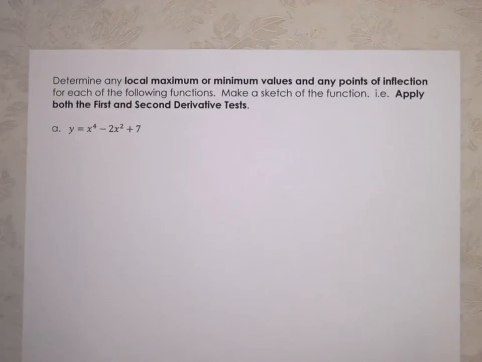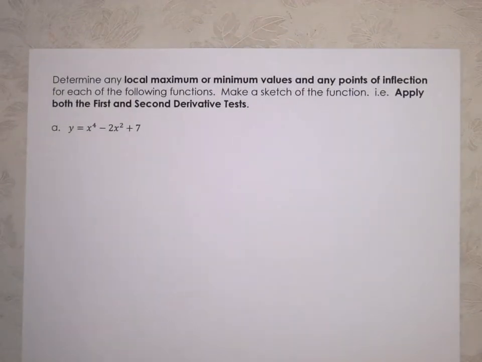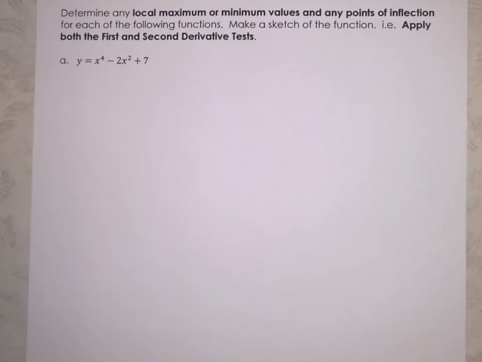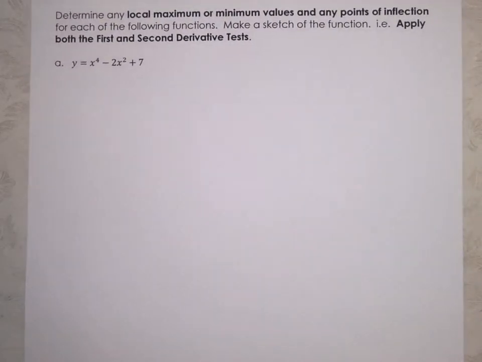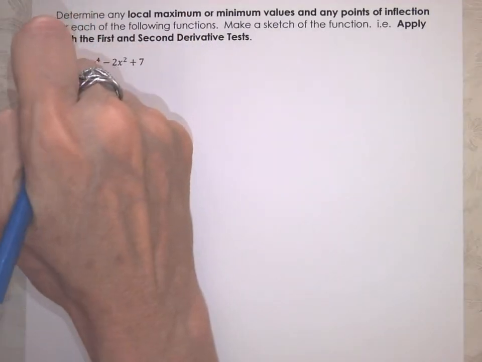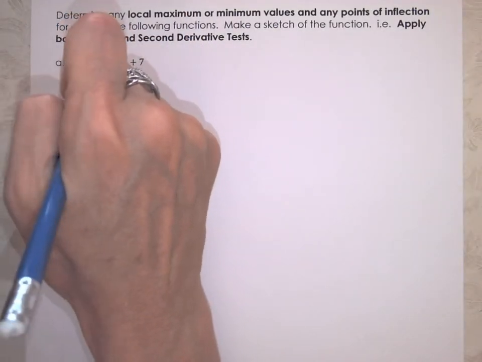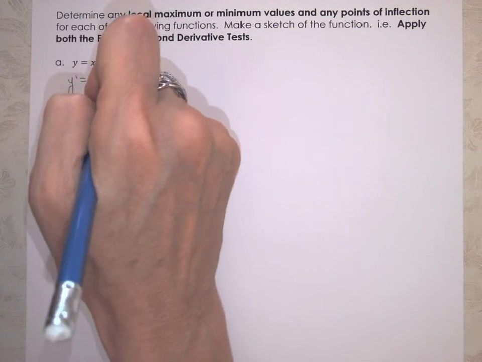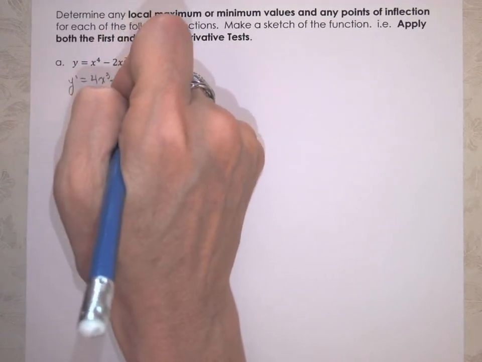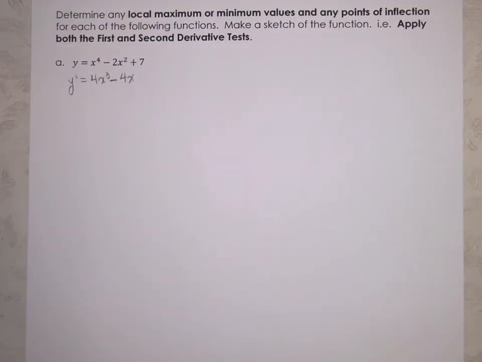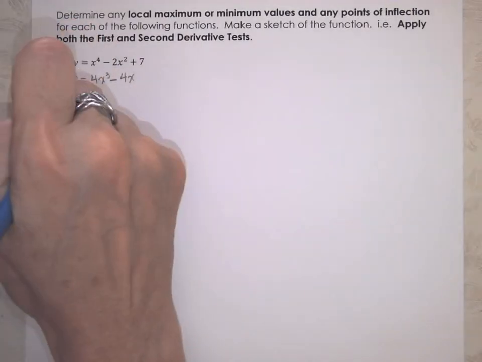Okay, so determine any local maximum or minimum values and any points of inflection for each of the following functions. Make a sketch of the function, i.e. apply both the first and second derivative tests. So step 1, let's find the first derivative. And then we want to put it in simplified factored form.